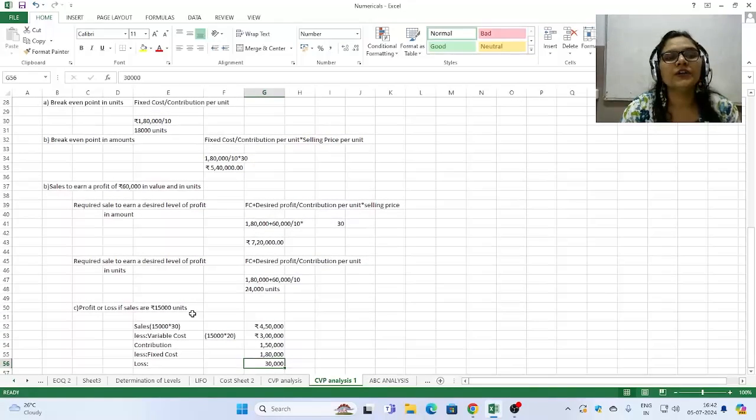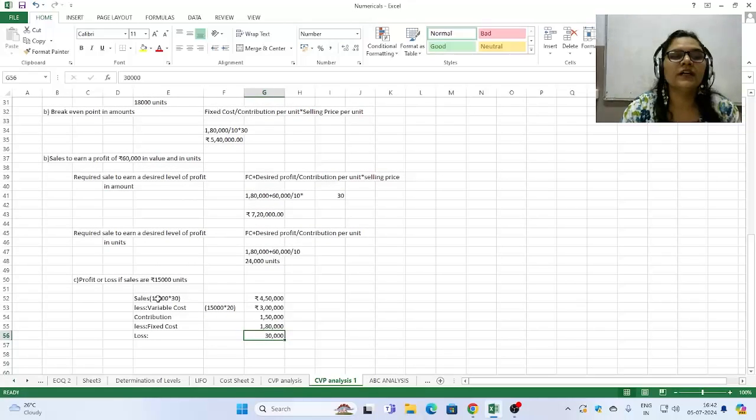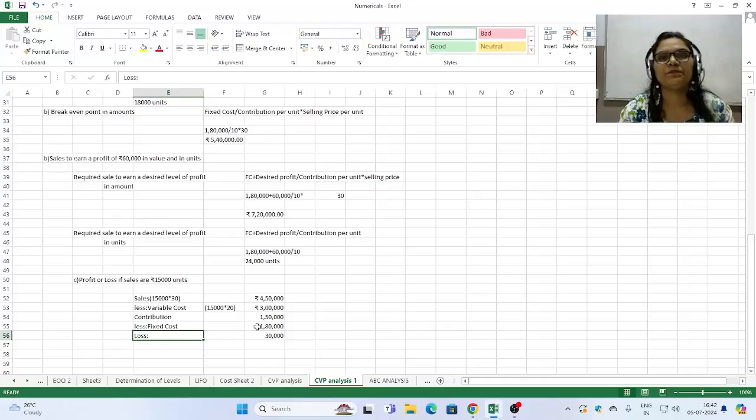This is how you work out questions related to profit or loss. You will follow the statement: sales minus variable cost will give you contribution, and then you will deduct fixed cost from it. If the fixed cost figure is less and contribution is more, you will earn profit. But if the fixed cost figure is more and contribution is less, definitely you will incur a loss. So according to the marginal costing statement, the company is incurring losses. Thank you.